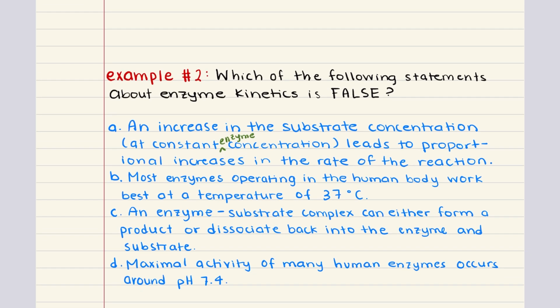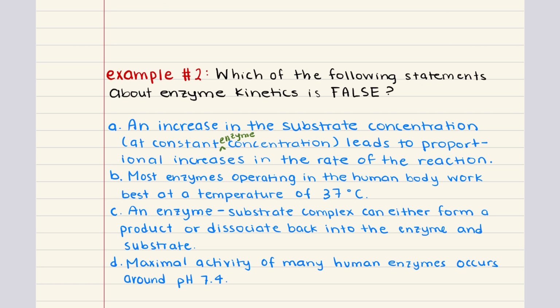Problem 2 says, which of the following statements about enzyme kinetics is false? Once again, let's read through each answer choice. A says an increase in the substrate concentration at constant enzyme concentration leads to proportional increases in the rate of the reaction. Now, this statement might sound reasonable at first, but it's actually false, and here's why.